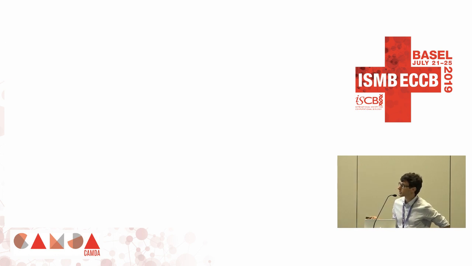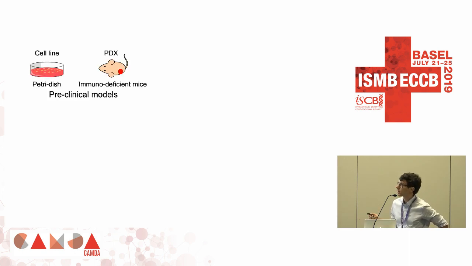In all this presentation, I'm going to consider two kinds of preclinical models. The first one is cell lines that are basically human tumors grown into a petri dish. And the second one is patient-derived xenografts, or PDX, that are human tumors grown into immunodeficient mice. And ultimately what we want to see here is the difference with the human tumors, the real human patients.